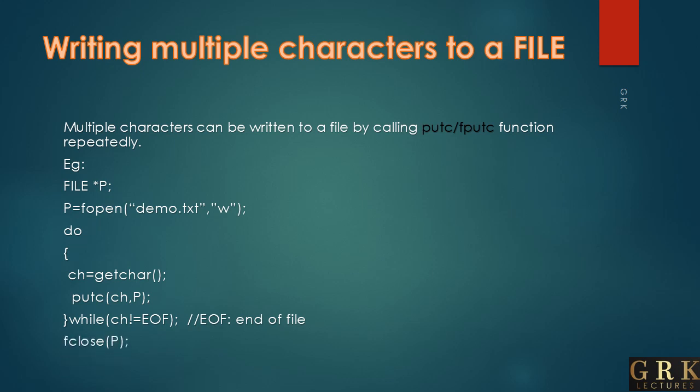After entering, means writing to the file, is completed, we should close that file by using fclose. Here in this do while loop, from here to here, we can read multiple characters from the keyboard by using the getc function, and whatever character we are reading, by using the putc function we are writing that character into the file. Here EOF represents the end of the file.